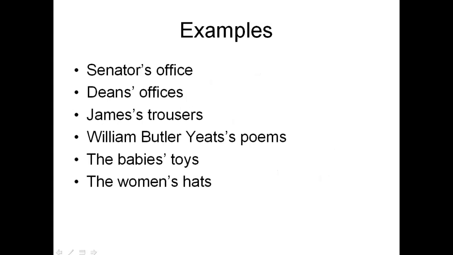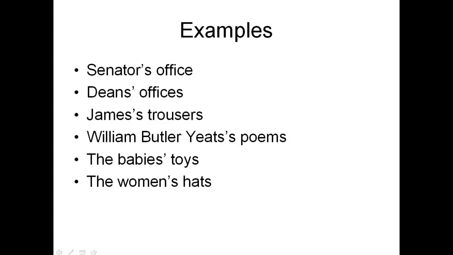Let's look at some more examples. We can have a senator's office, one senator, one office. We can have the dean's offices, multiple deans, multiple offices. We can have James's trousers, one person named James, one pair of trousers, apostrophe S. We can have William Butler Yeats's poems. Now Yeats's last name ends with the S. That is the way that it's spelled, Y-E-A-T-S. So we add the apostrophe S at the end of that to show possession, to show that the poems are owned by William Butler Yeats.